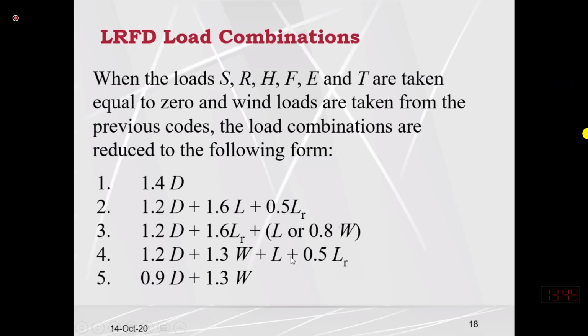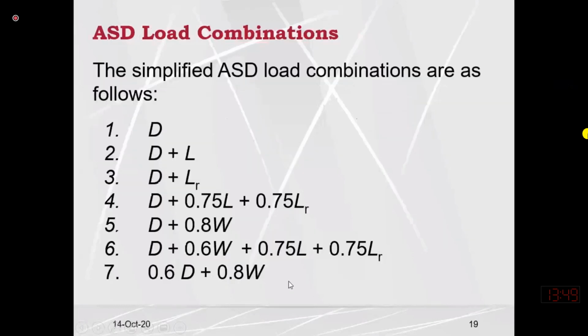We will see the science or the basic concept behind this, because when the wind is blowing, the live load should be less. So 1.2D, 1.3 into wind load, roof live load is half. Then 0.9D plus 1.3W, where we are not even considering any live load. So these are the load combinations for ASD.